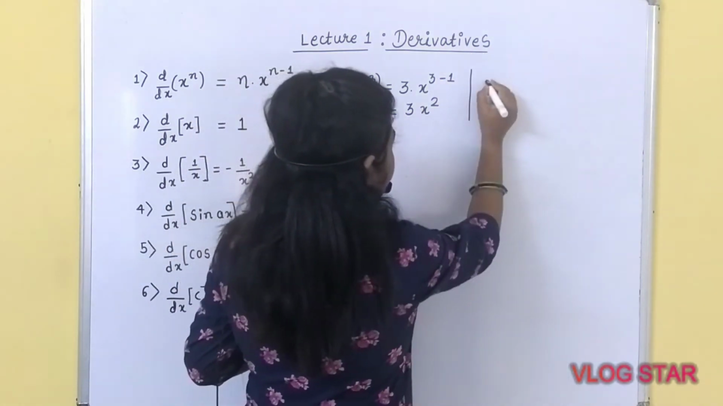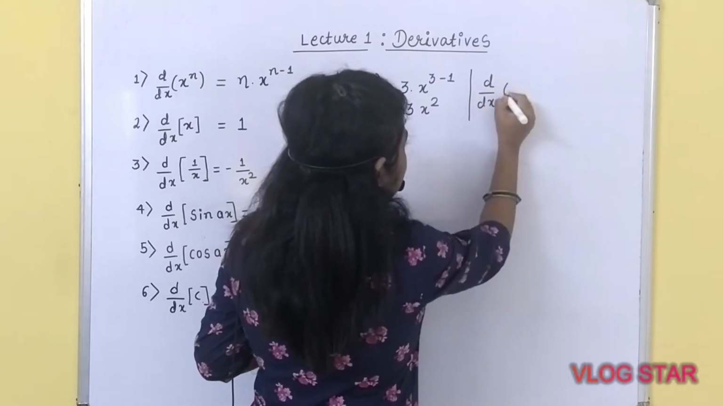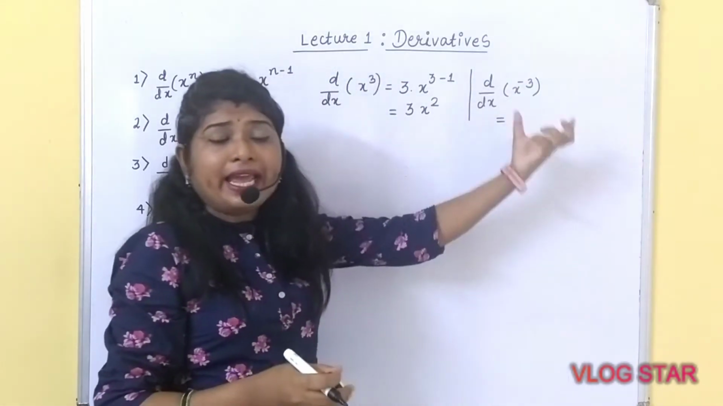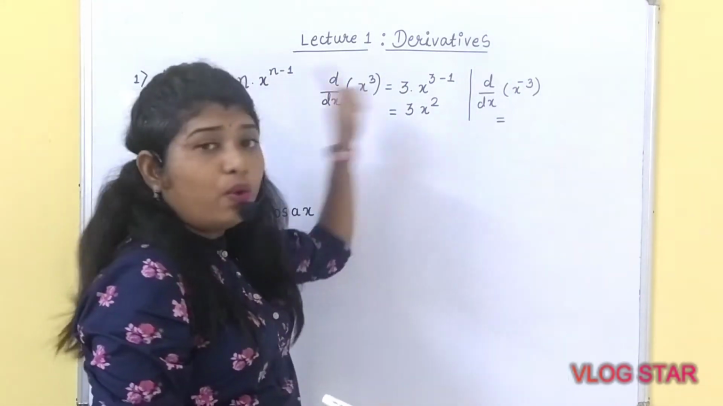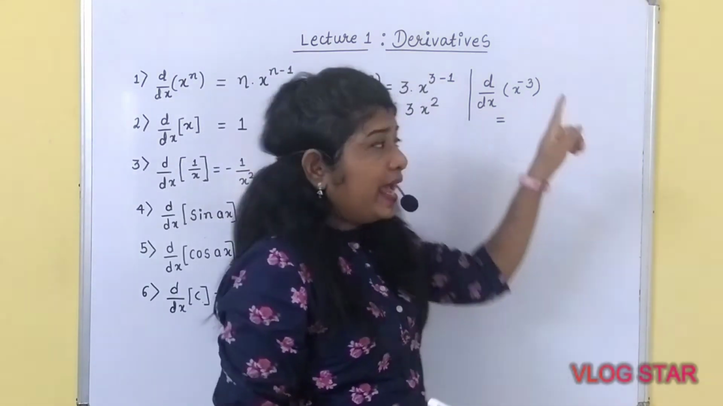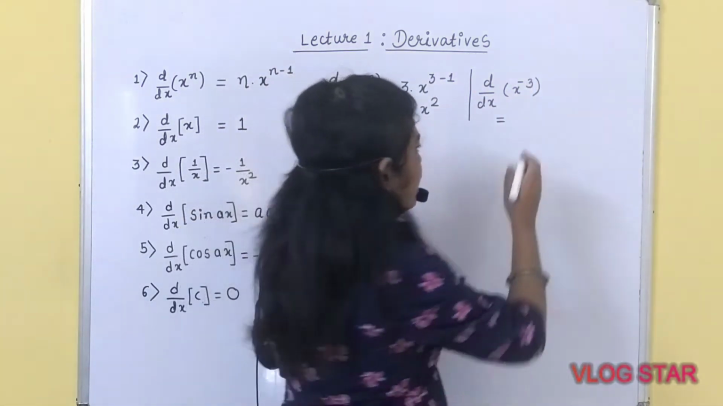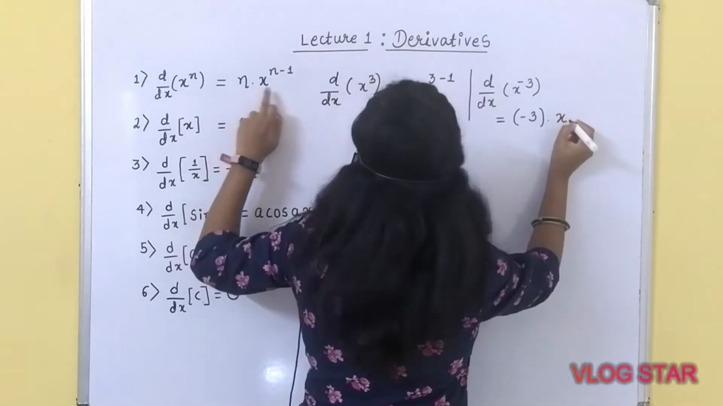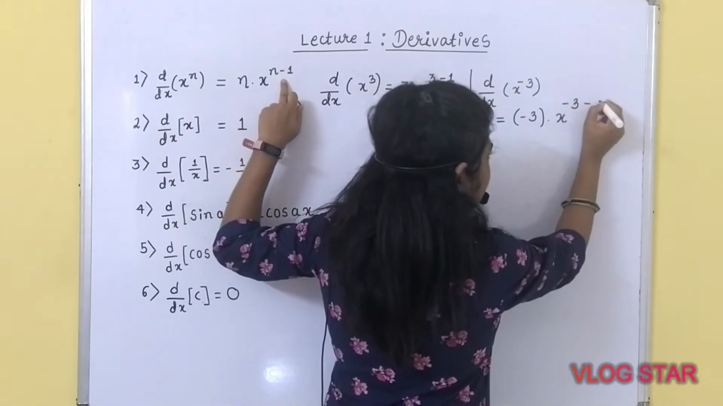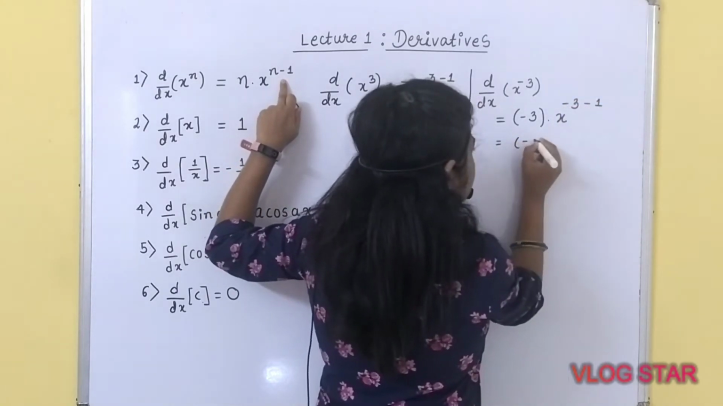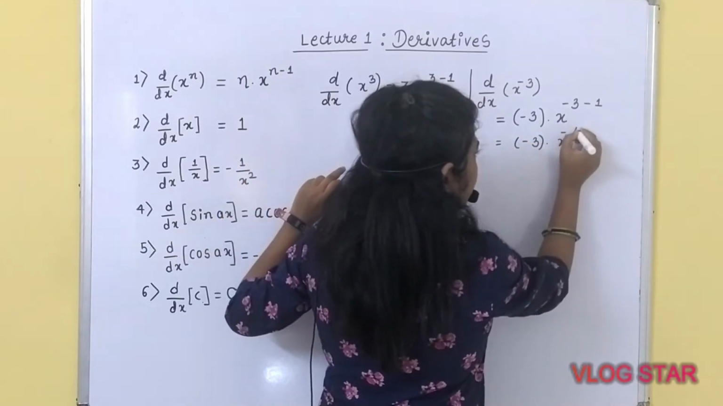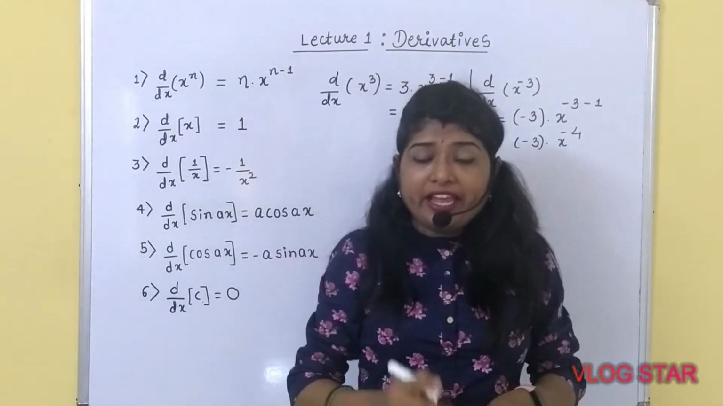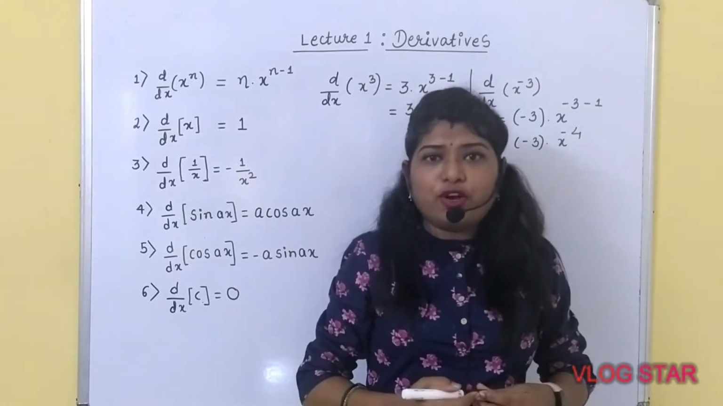If you need to calculate the derivative of x raised to minus 3, identify n in this question. Equating with the standard result, n is equal to minus 3. As per the formula, n into x raised to n minus 1, that is minus 3 into x raised to minus 3 minus 1. The answer is minus 3 into x raised to minus 4. I hope you have understood how to apply the first formula.